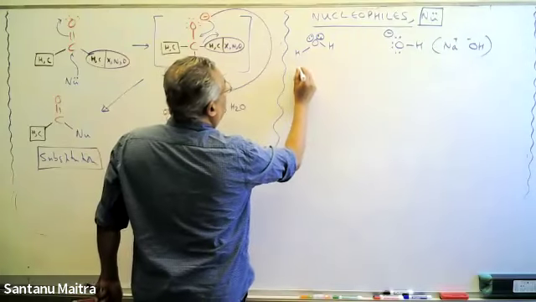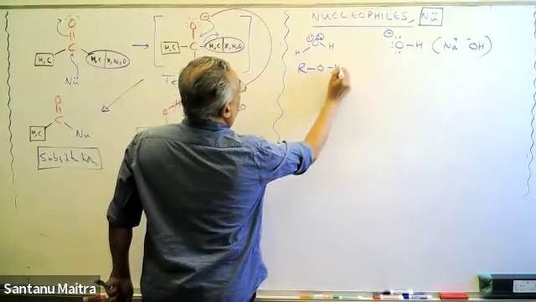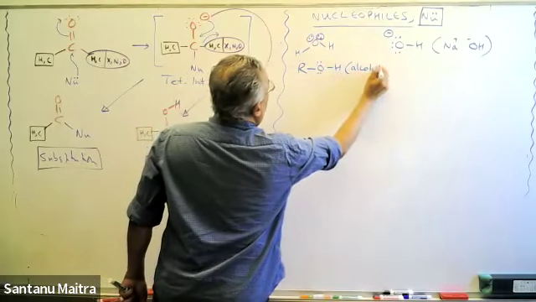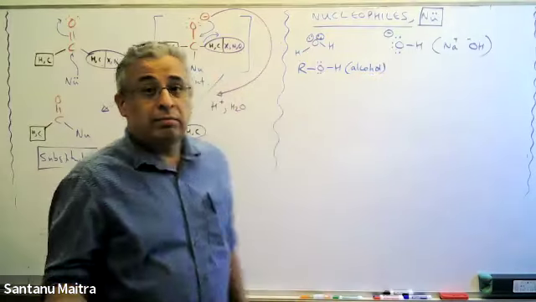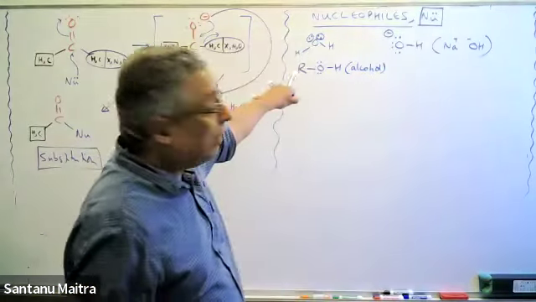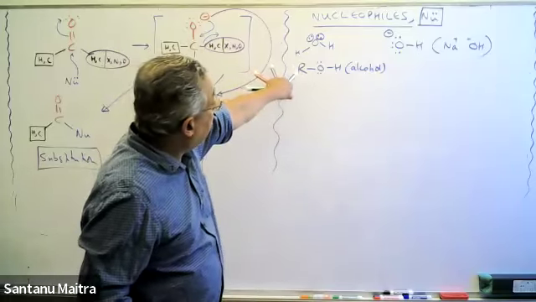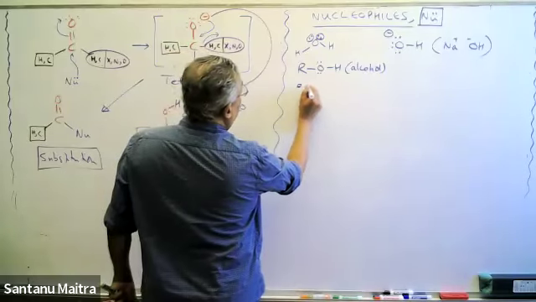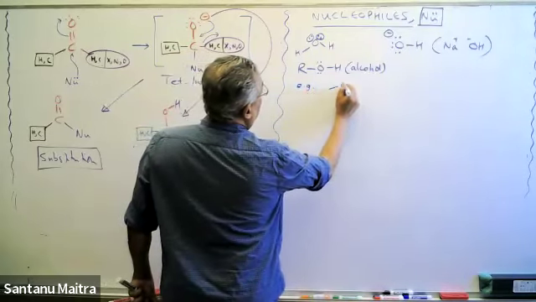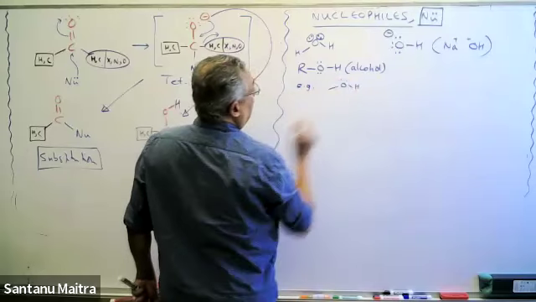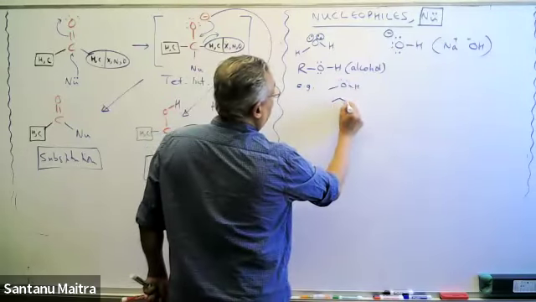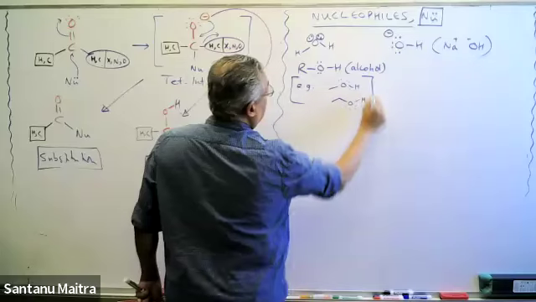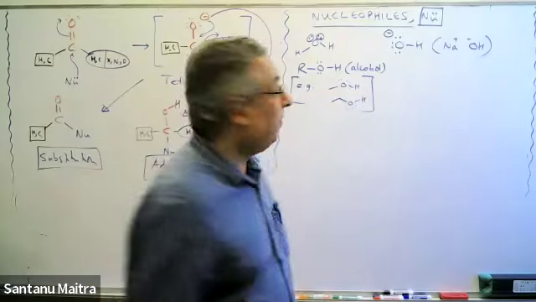Nucleophile, neutral nucleophile. You can also have ROH. So these are alcohols. They are nucleophiles. They're very similar to water. One hydrogen has been replaced with an R, and that's an alkyl group. An example will be methanol. Your favorite alcohol, ethanol. These are examples of nucleophiles.